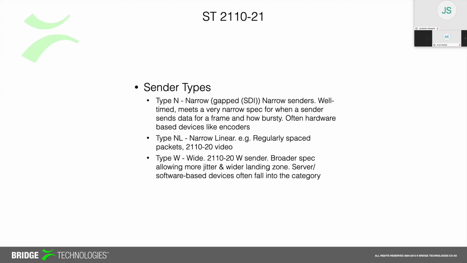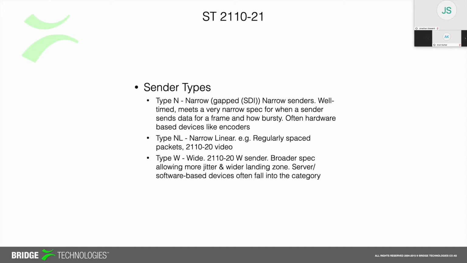A camera that was outputting 2110-20 video would be a narrow linear sender. However, a camera that was sending SDI over IP, 2022-6, then that would be a gapped sender.